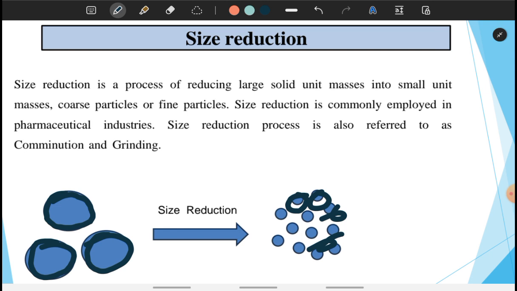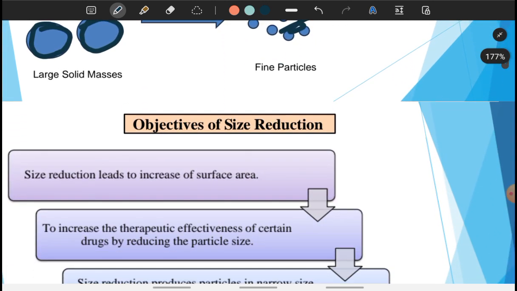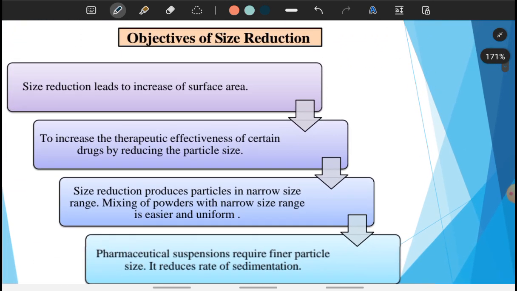Size reduction is simply a unit operation of the reduction of the material into small particles or coarse particles or to a powder. It is basically employed in the pharmaceutical industry. The size reduction process is also known as comminution or grinding. Moving to the objective of the size reduction.